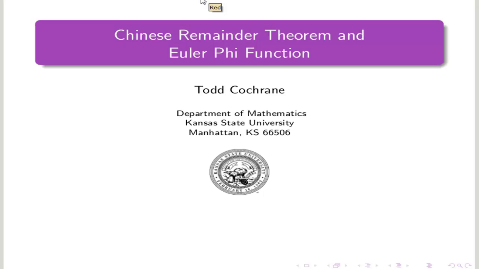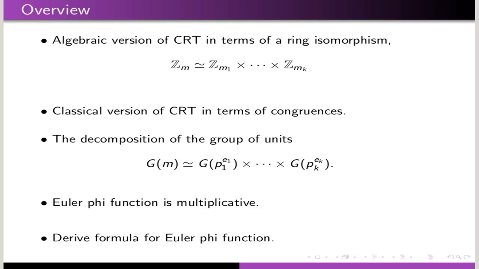Okay, let's look at the Chinese remainder theorem and the Euler phi function in this section. So let me give you an overview. There's two versions of the Chinese remainder theorem I want to talk about. First is what I call an algebraic version, which is given in terms of a ring isomorphism, the ring of integers mod m being isomorphic to a direct product of rings of integers.